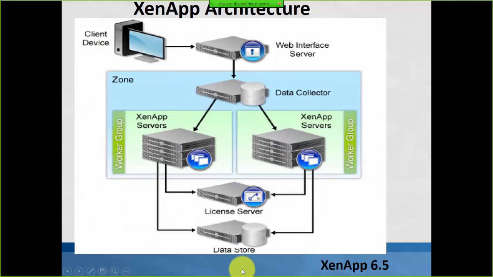ZenApp architecture is, so there's the data store, the database, here. There are 2 ZenApp servers. The data collector is going to let the servers communicate all the information that they require about the infrastructure. So this server requires information about the infrastructure and what's going on on the other side of the ZenApp servers. So the data collector collects the information and lets the servers communicate with each other. The license server takes care of the license. The database of course stores all the information of the farm.